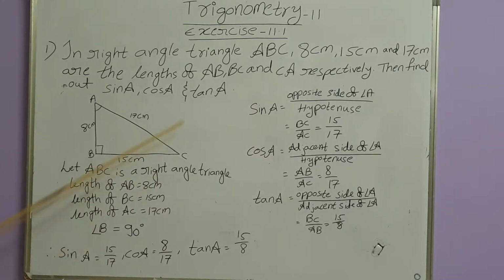Remember these three formulas. Sin A is opposite side of angle A by hypotenuse, cos A is adjacent side of angle A by hypotenuse, and tan A is opposite side of angle A by adjacent side of angle A. So sin A is 15 by 17, cos A is 8 by 17, and tan A is 15 by 8.